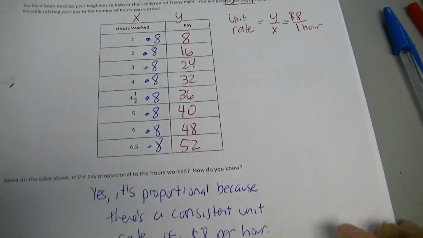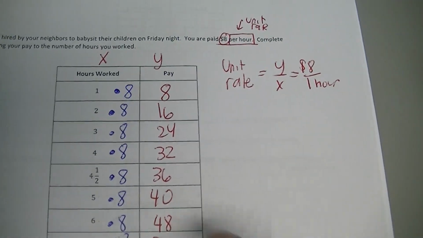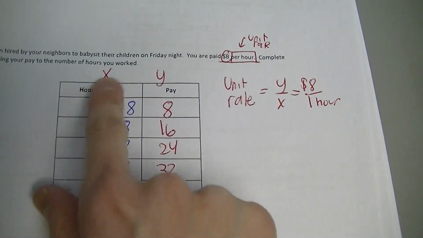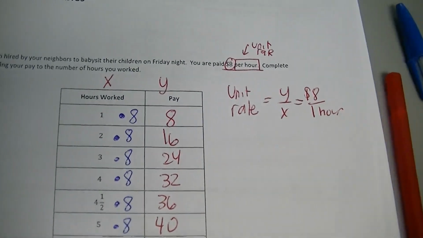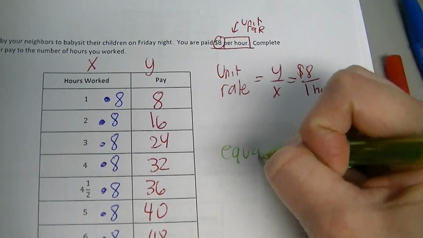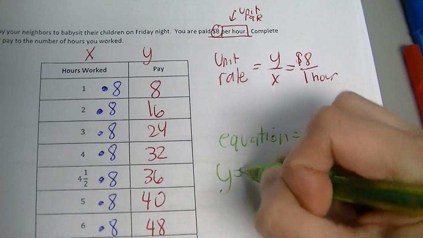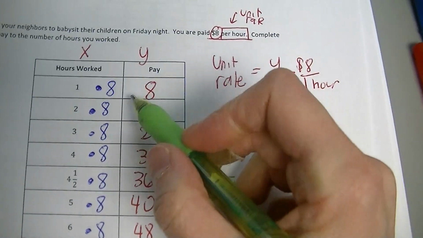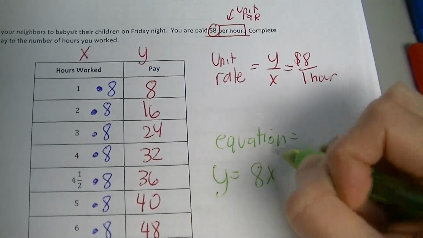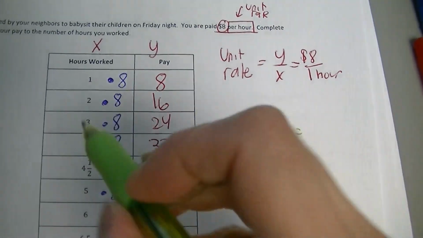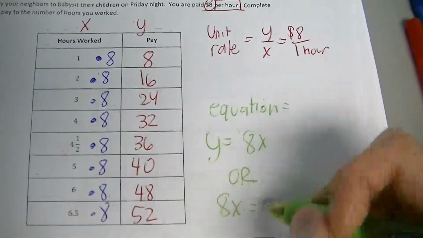Oh, you know what? I want to stop right here because I want to take this a little step further. I want you to know how to make an equation out of this, an equation to represent the relationship between the X and the Y. So something that I want you to write down. The equation that represents this table would be Y equals the X value times 8, so 8X. We like to put the coefficient before the variable.